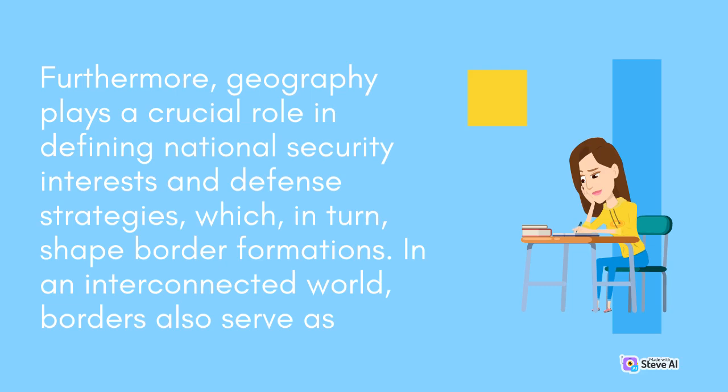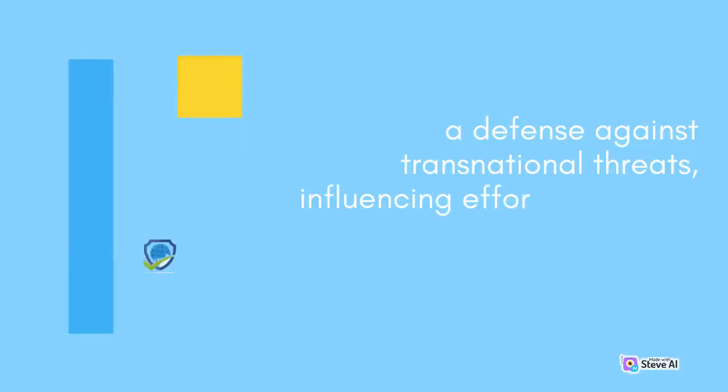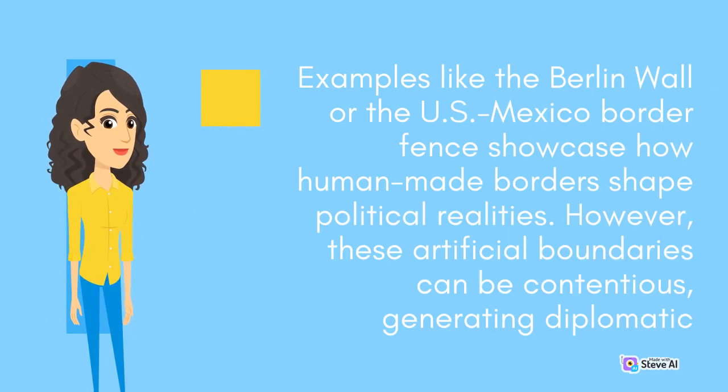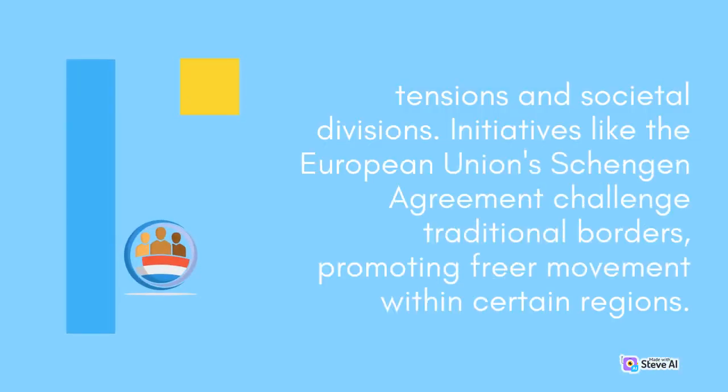Furthermore, geography plays a crucial role in defining national security interests and defense strategies, which, in turn, shape border formations. In an interconnected world, borders also serve as a defense against transnational threats, influencing efforts to control the movement of goods, drugs, weapons, and people. Examples like the Berlin Wall or the U.S.-Mexico border fence showcase how human-made borders shape political realities. However, these artificial boundaries can be contentious, generating diplomatic tensions and societal divisions. Initiatives like the European Union's Schengen Agreement challenge traditional borders, promoting freer movement within certain regions.